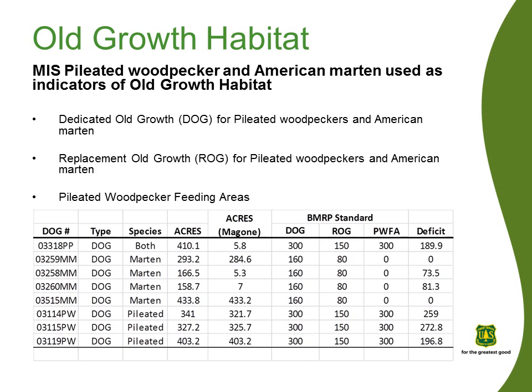The table basically shows some data for the old growth stands in the Magone planting area. You can see what they're dedicated for in the species column, how many acres, and in the last four columns, what the forest plan standard is for acreages and how many acres were deficit in the Magone planting area for each of those old growth stands.